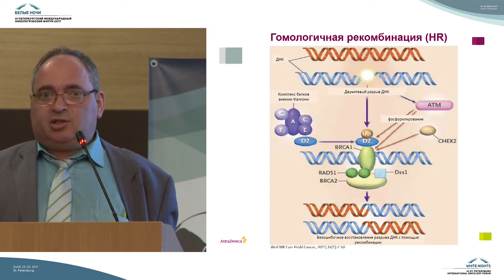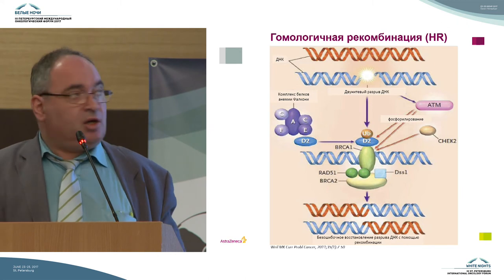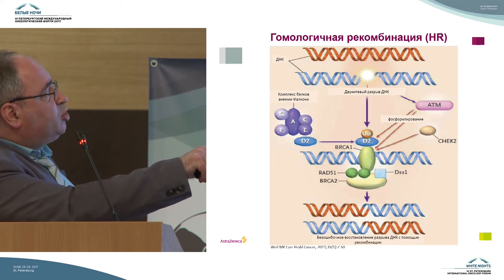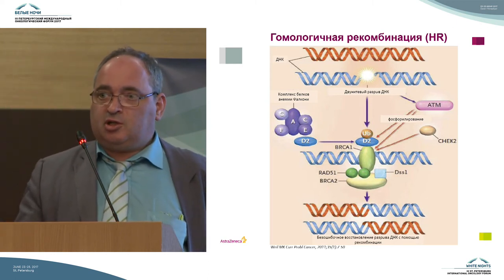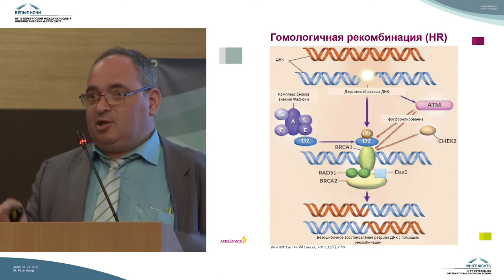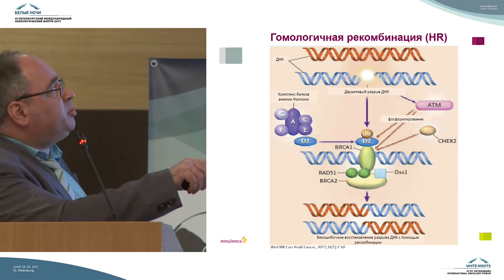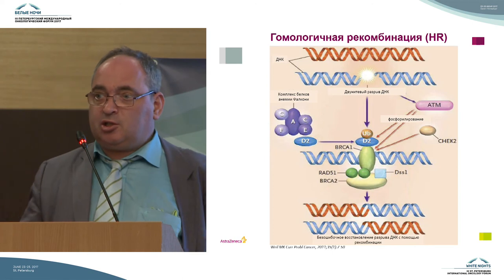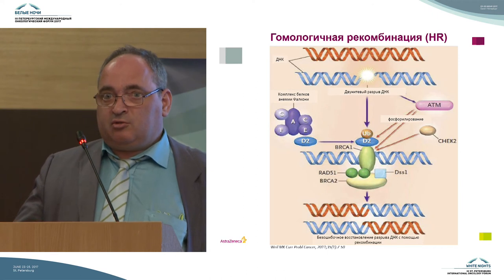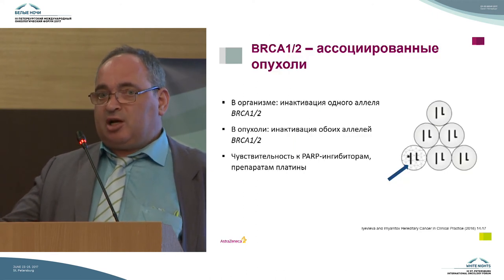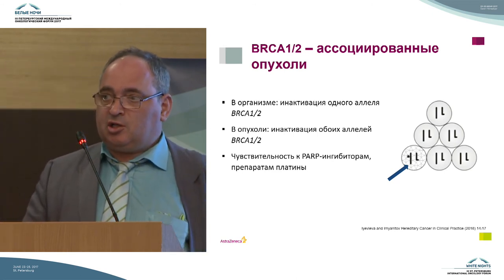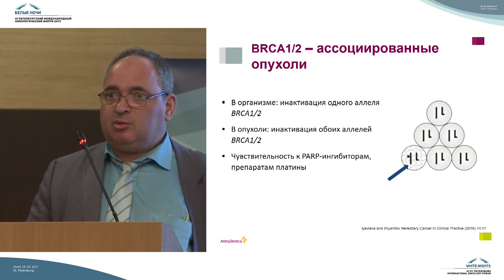BRCA1, BRCA2 participate in the cell restoration after two-thread DNA rupture. How can we remove that? Nature has a great tool for that. We have genes both from mom and dad. So it turns out that we always have a reserve copy that we can use as a matrix. Due to the complex protein interaction, the idea of this reparation mechanism is the use of the second gene copy to balance the damage.